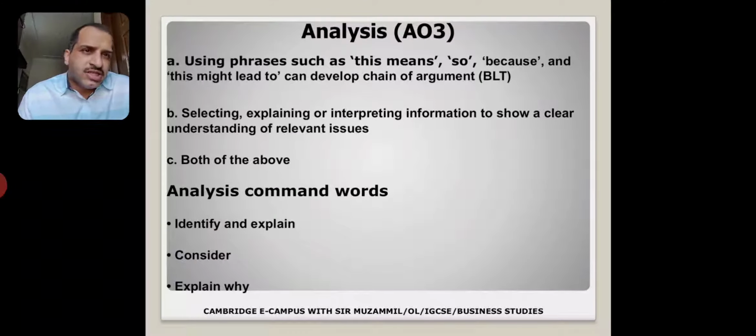Using phrases such as this means, so, because, this might lead to, you develop a chain of argument. This is known as analysis. I simply call it BLT: because, lead to, therefore. If you add these three words in a common paragraph, your analysis would be developed. So we will see it by example. Analysis could be selecting, explaining or interpreting information to show a clear understanding of relevant issues, or you can use both of the above. Analysis command words are identify and explain, consider, explain why. These are analysis words.